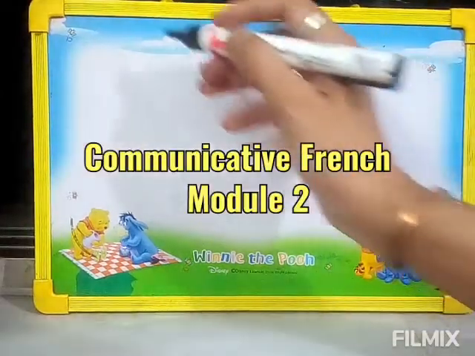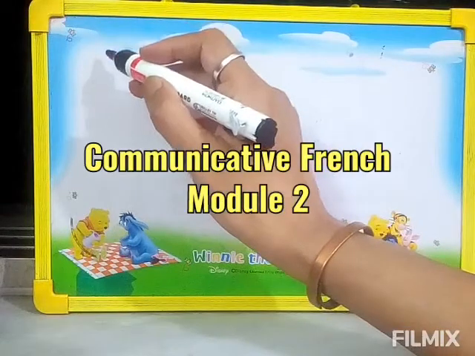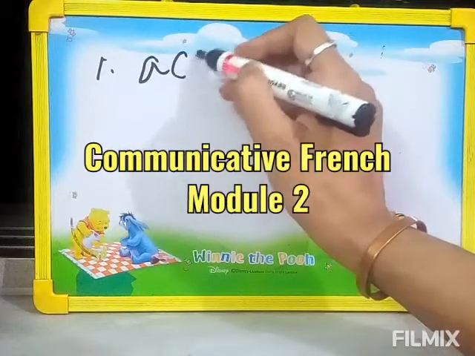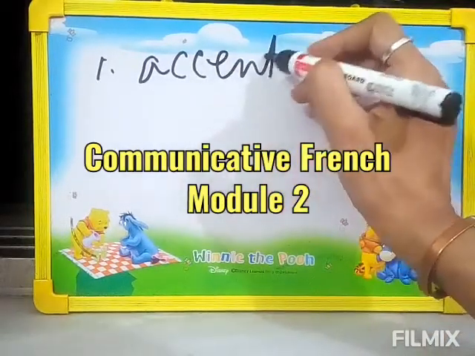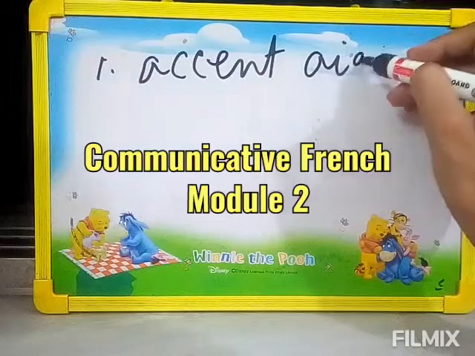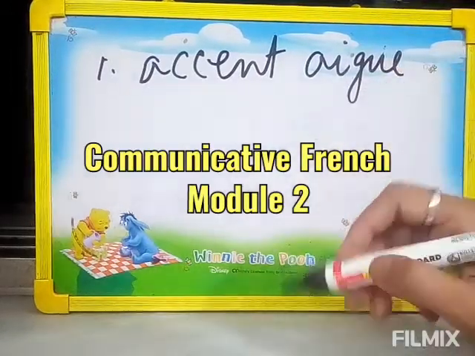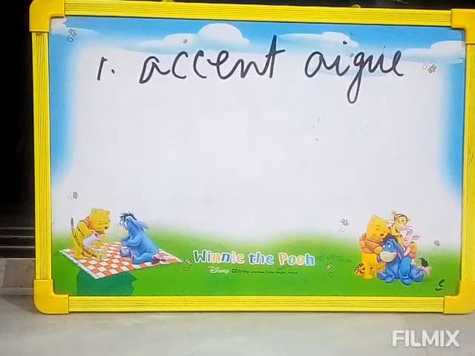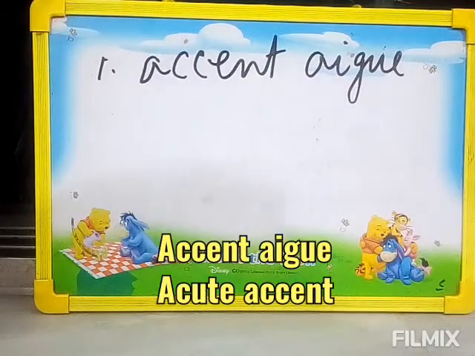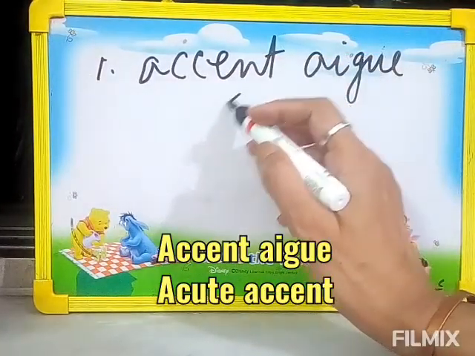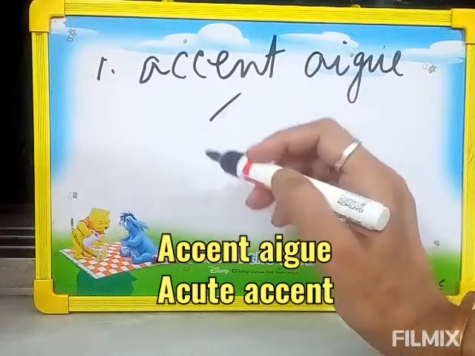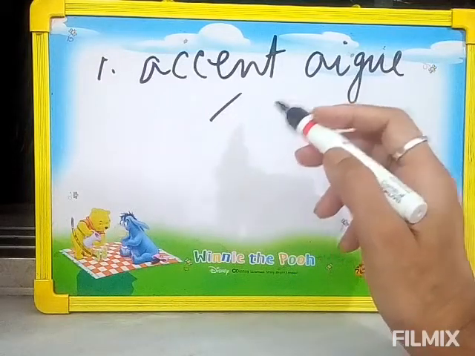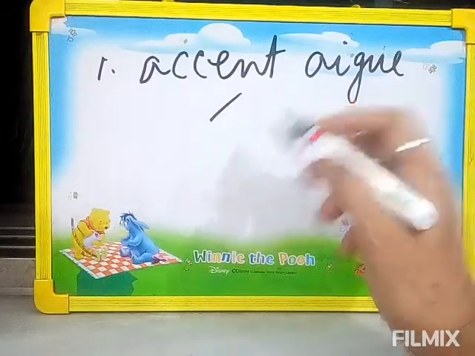Today, first I'm covering the accents. Accent number 1 is accent aigu. The name of the accent is accent aigu in French. The English meaning is acute accent. This accent is a straight line aligned on the right hand side. This is called accent aigu.